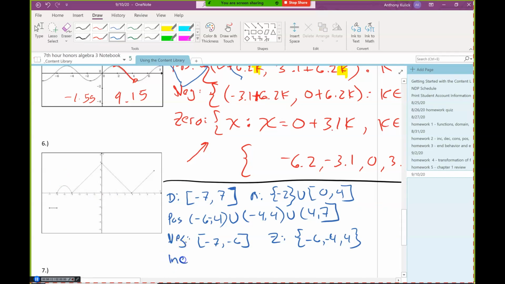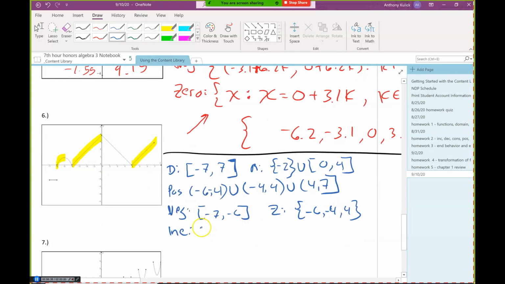Okay. Increasing. How many increasing sections do you guys see? I see 3 also. I see this one here, and this one here. Agreed? Okay. Remember, as Jack just asked, all of the increasing, decreasing, constants are always with parentheses, so you don't have to think too hard about these ones. So we'll go -6 to -5, union, -4 to 0, union, and then 4 to 7, union.